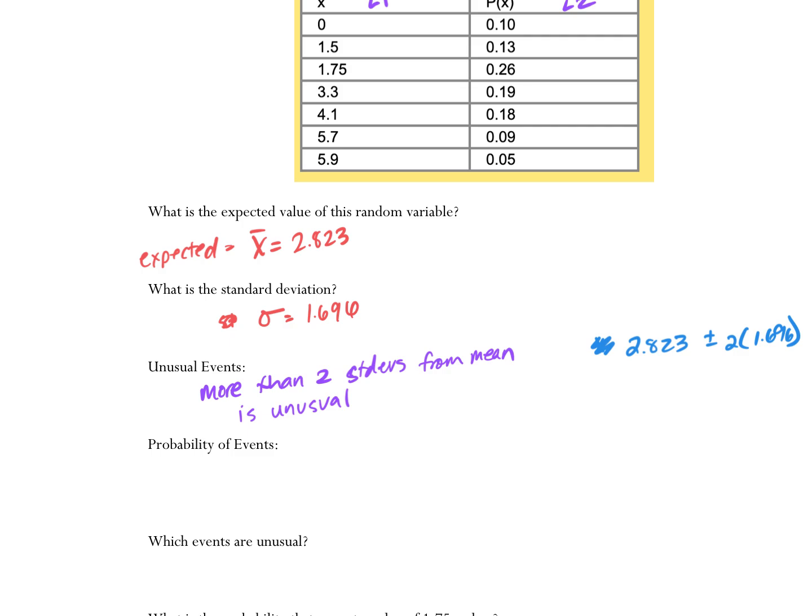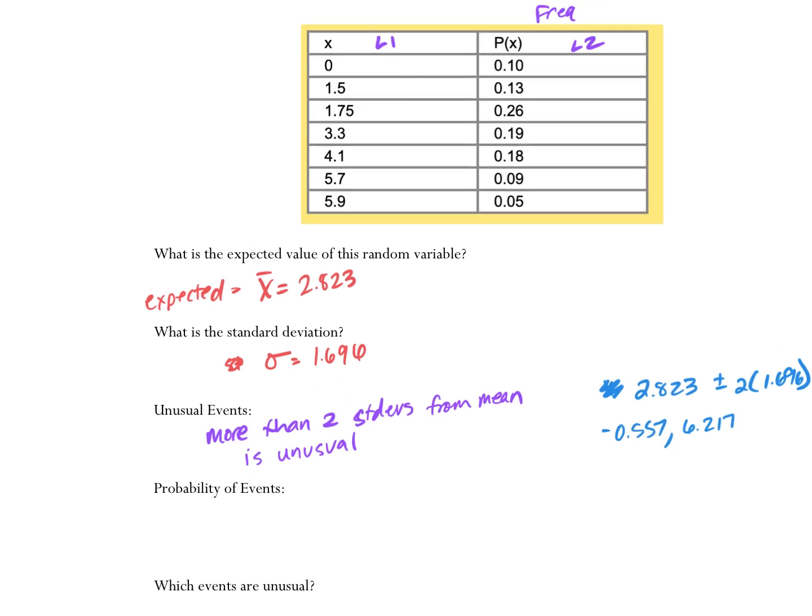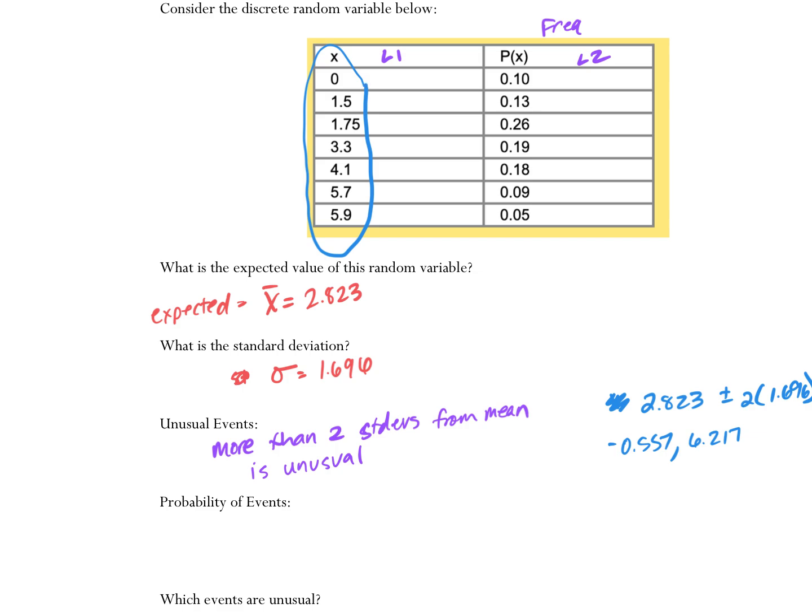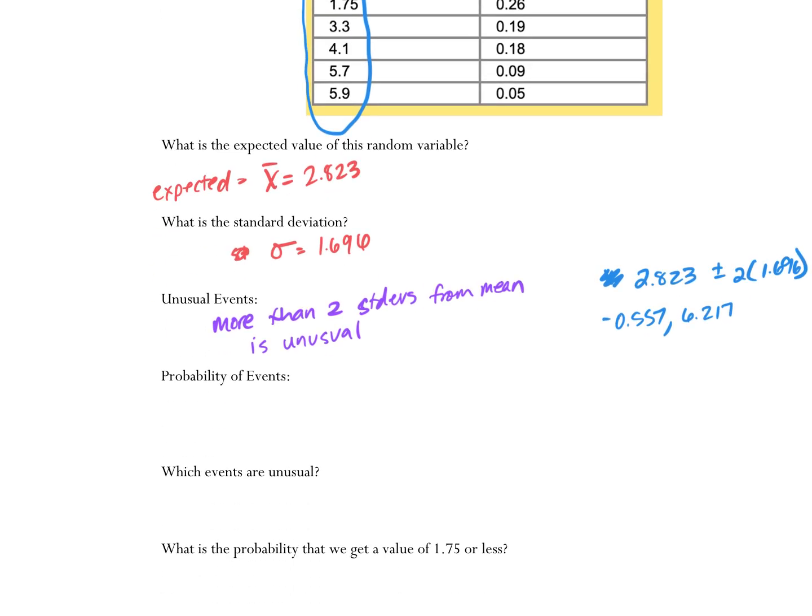What did you guys get for the minus? Negative 0.557. 6.217. Okay, so if these are my observations, or my events, my possible outcomes, are any of them unusual? Well, we don't have any negative ones, so nothing low unusual. Our biggest one is smaller than this, so in this case, we don't have any unusual events. Okay. So which events are unusual? None.